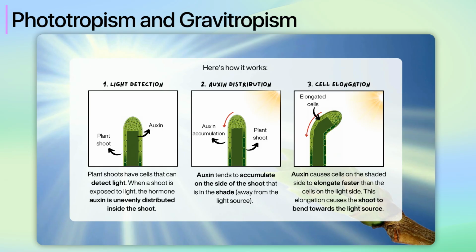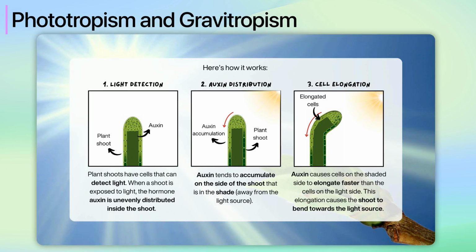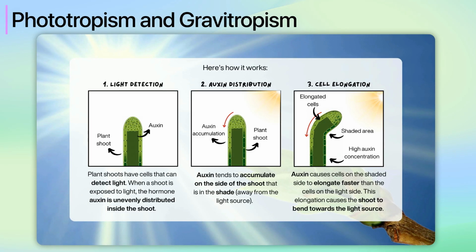Auxin causes cells on the shaded side to elongate faster than the cells on the light side. This elongation causes the shoot to bend towards the light source. This process allows the plant to maximize its exposure to light, aiding in efficient photosynthesis. You can visualize this with a diagram showing auxin concentration higher on the shaded side of a shoot, causing it to bend towards the light.